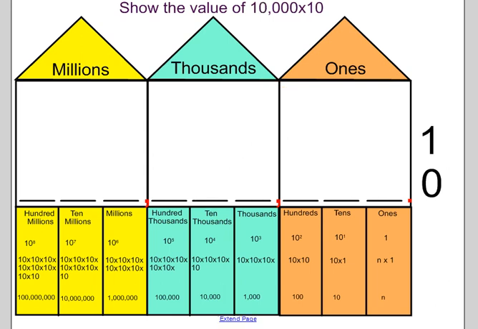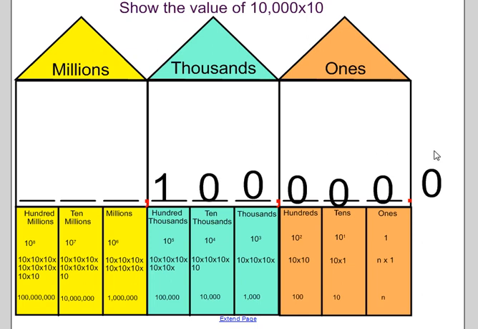Well, we're going to keep going now. Let's start again. 1 times 1 is 1, times 10 is 10. 10 times 10 is 100. 100 times 10 is 1,000. 1,000 times 10 is 10,000. 10,000 times 10 is 100,000.